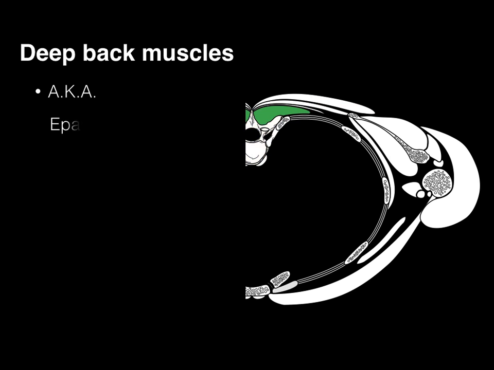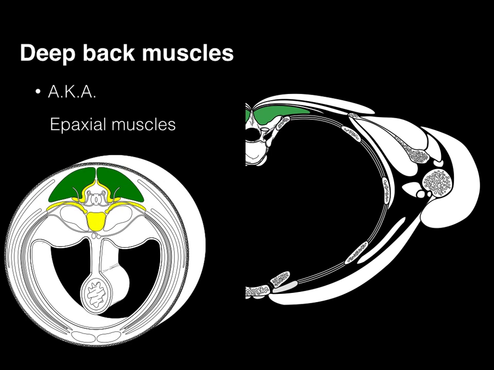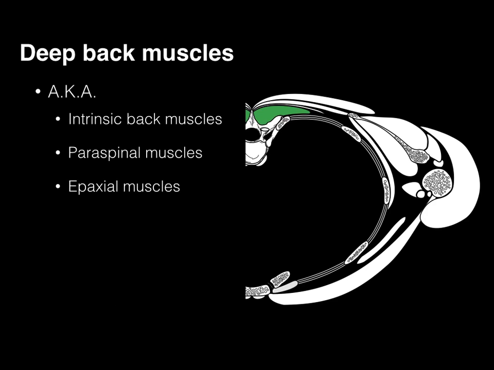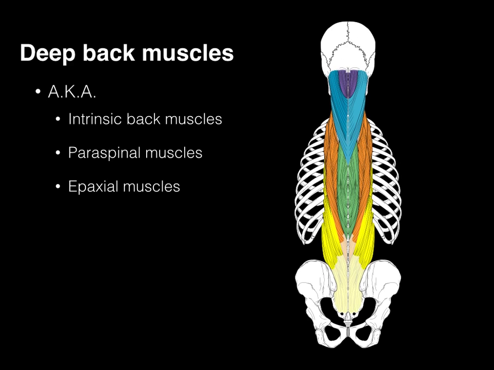and hence the name paraspinal, beside the spine. And they're also known as the epaxial muscles because if we look at a cross section through an embryo, there is the epimere, and the epimere part of the myotome becomes the epaxial muscles. And so all those names mean the same thing. We'll just be calling them deep back muscles. Most physicians call them paraspinal muscles. Okay. And there are our deep back muscles.